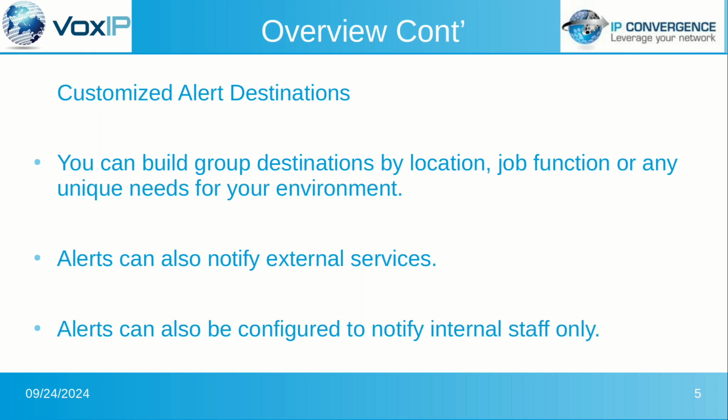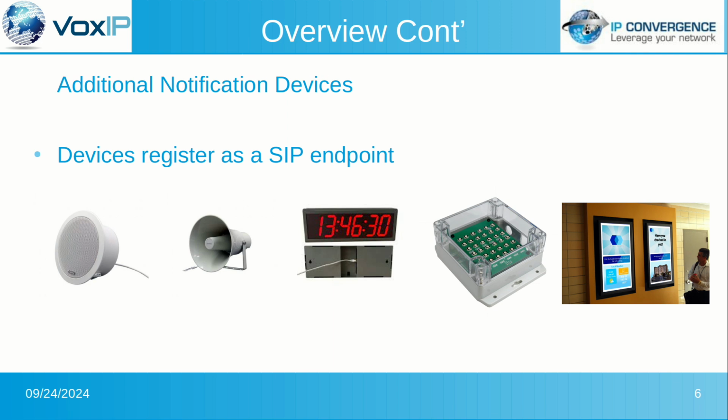So build those group destinations by that location or even their job function. In some school districts, they actually have people that are authorized to carry on-site weapons, so you may want to be notifying those people as well. So once again, do those any way you want to. Customize the alerts. As you can see, you can even have alerts just for internal versus external combination. You can do this any way you want to for your alert destinations.